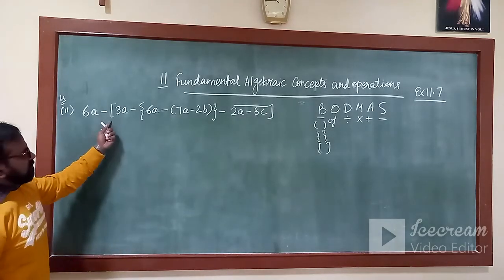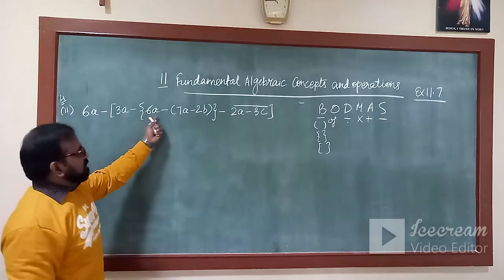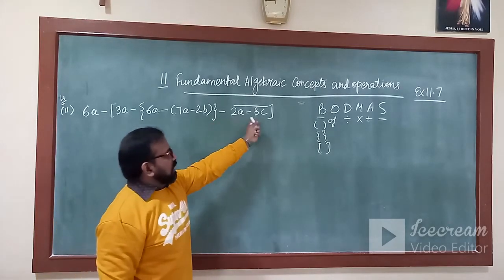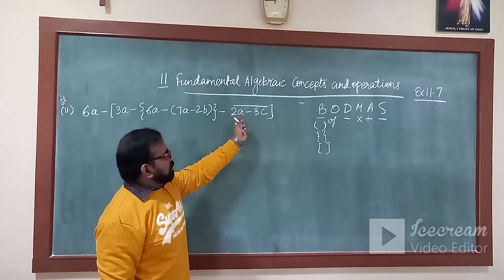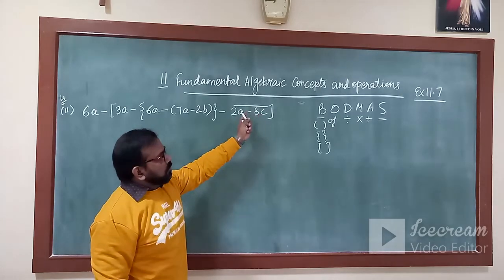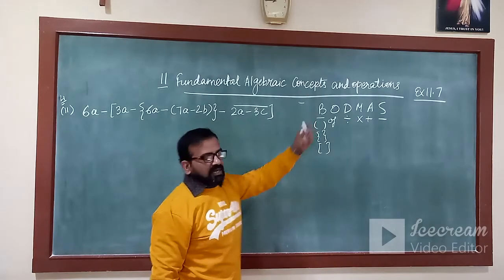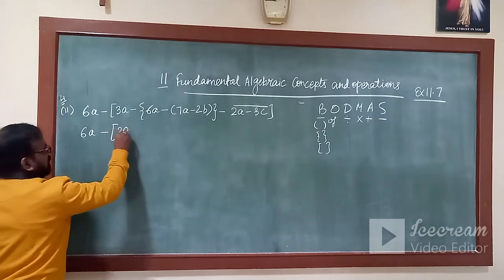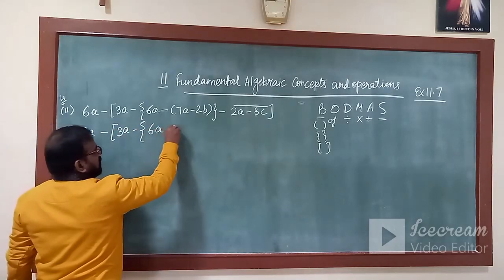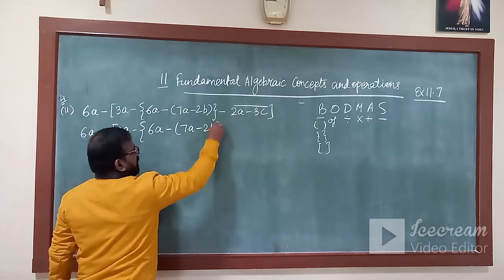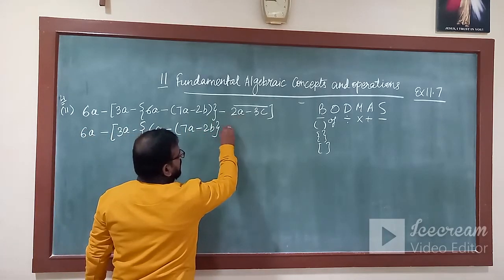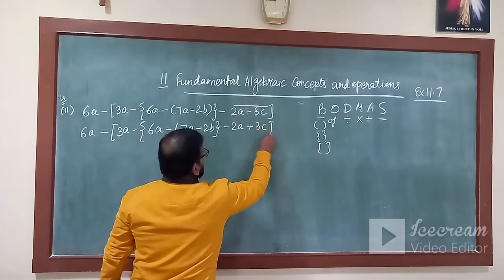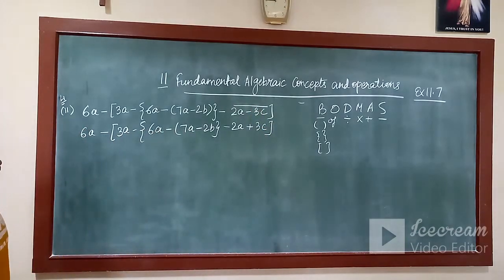So it is 6a minus, then this square bracket has come, 3a minus curly bracket 6a minus this parenthesis 7a minus 2b, then bracket. Now if you see, this last term is actually 2a minus 3c. What I have told you, we have to start with the bar. So how do we solve it? It becomes 6a minus 3a, 6a minus 7a minus 2b, then minus into plus is minus, and minus into minus is plus. So now see, this bar has been removed.